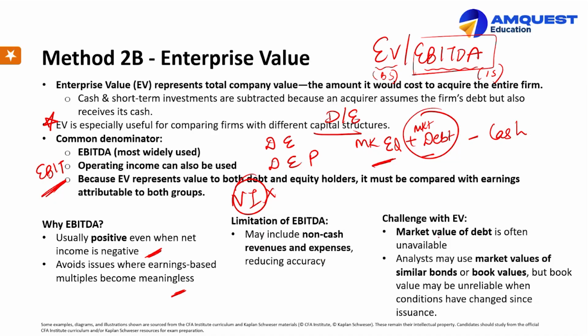Market value of debt is often unavailable if debt is not traded in the market. So this is another challenge. Analysts may use market value of similar bonds or book values, but book value will be unreliable when economic conditions have changed since the issuance. In fixed income you will understand this. If bonds are listed, you will get the market value. If not listed, I will compare my bond with similar listed bonds. Their market value will become my market value.